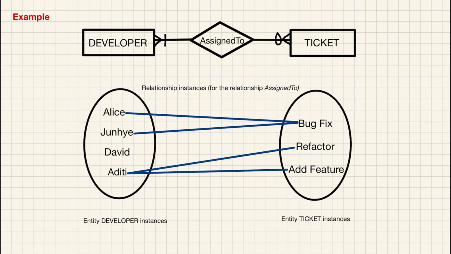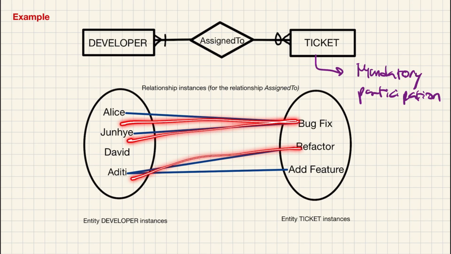Let's put it all together with a final example. A developer may be assigned to 0 or many tickets, and a ticket must be assigned to 1 or many developers. Note that the entity developer has optional participation in the relationship assigned to. This is why it is possible for David not to be assigned to any tickets. However, because entity ticket has mandatory participation, every instance of entity ticket is connected to at least one developer.